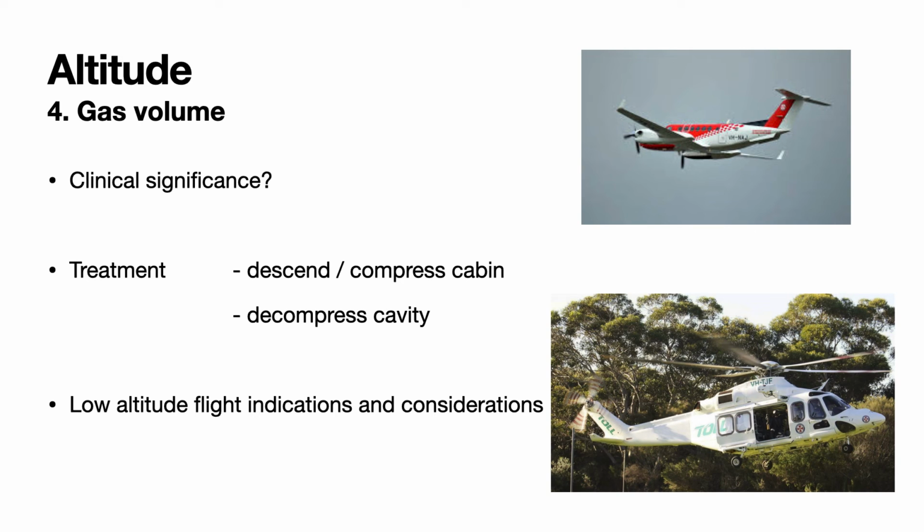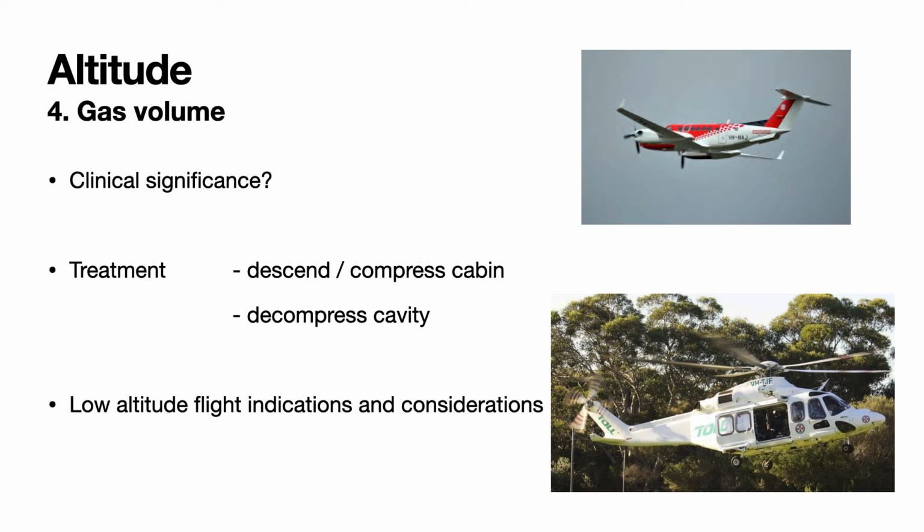But we certainly have a very low threshold for decompressing things like pneumothorax because it's much easier to do on the ground than it is to do mid-air. So ideally, we will decompress a cavity before we ascend to altitude. So for example, with an NG tube, if it's bowel gas, or a thoracostomy or chest drain, if it's a pneumothorax, for example. But if we get into the situation we are at an altitude and a patient deteriorates, then the treatments are to descend in altitude if that's possible, or if we're in a fixed wing, compress the cabin further, or we have to decompress the cavity. So we're either increasing the atmospheric pressure or we're decompressing the cavity.